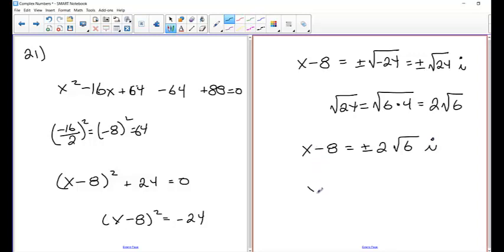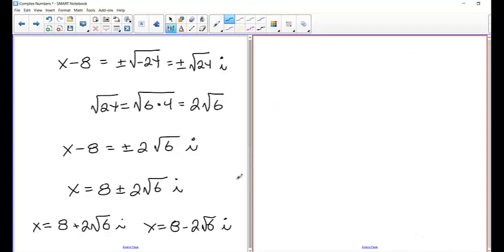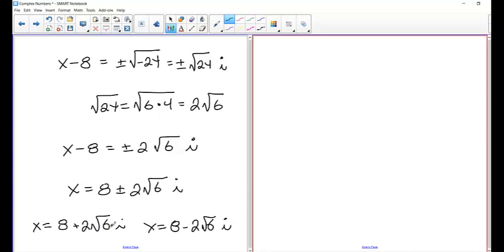And then if we add 8 to both sides, we'll get the solutions x is equal to 8 plus or minus 2 square root of 6i. Or x equals 8 plus 2 square root of 6i, and x equals 8 minus 2 square root of 6i. And finally, the factored version. Well, before we do that, if you plug these complex numbers into the original equation, x squared minus 16x plus 88, you will get 0, because those are the zeros. Now, there are no x-intercepts because these are complex numbers, but you do have zeros.